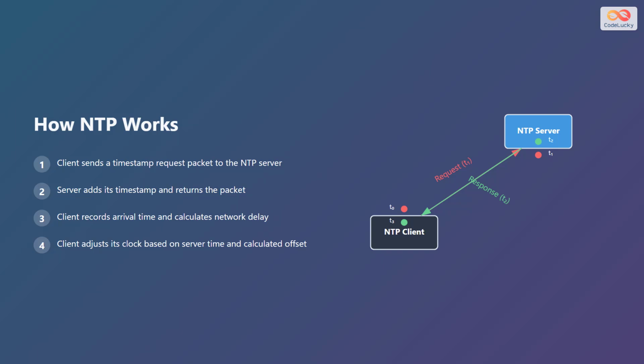Let's break down how NTP operates. The first step involves the client sending a timestamp request packet to the NTP server. Next, the server receives this request, adds its own timestamp to the packet, and then sends it back to the client. Once the client receives the response, it records the arrival time and calculates the network delay. Finally, the client adjusts its own clock based on the server's time and the calculated offset to ensure accurate synchronization.